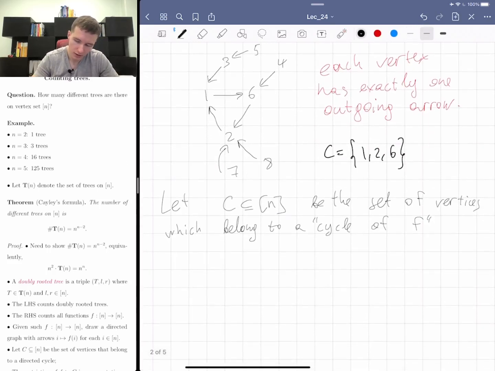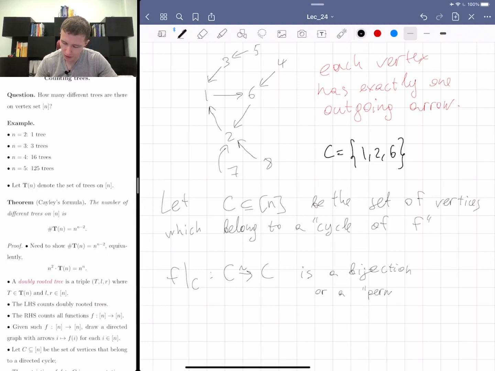And I can restrict f to C. And then f restricted to C is a map from C to C. It is a bijection, because every vertex has one incoming arrow and one outgoing arrow. So it's a bijection, or a permutation of C.